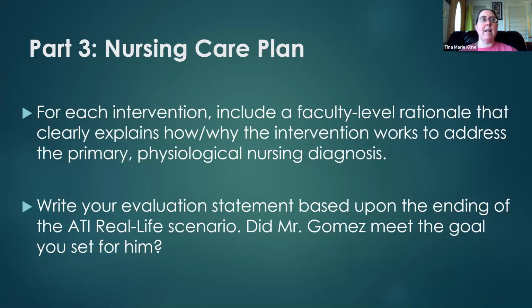if your intervention, and I don't want to give it away, but let's say you do an intervention related to your patient's breathing treatments. In your rationale, whatever that medication is, you want to clearly explain how and why that breathing treatment works to address the primary nursing diagnosis. How does it improve their breathing? How does it improve their gas exchange? Be specific.